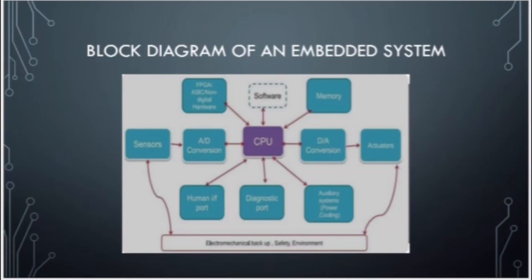is given to the A to D converter to convert the analog signal to digital, and actuators do the reverse of it, like it converts a digital signal to an analog signal, and the CPU requires a memory, so we have a memory block, and likewise we have software. We also have some ports like human interface port and diagnostic port, and auxiliary systems, and ASIC or FPGA non-digital hardware is also given as an input to the CPU.